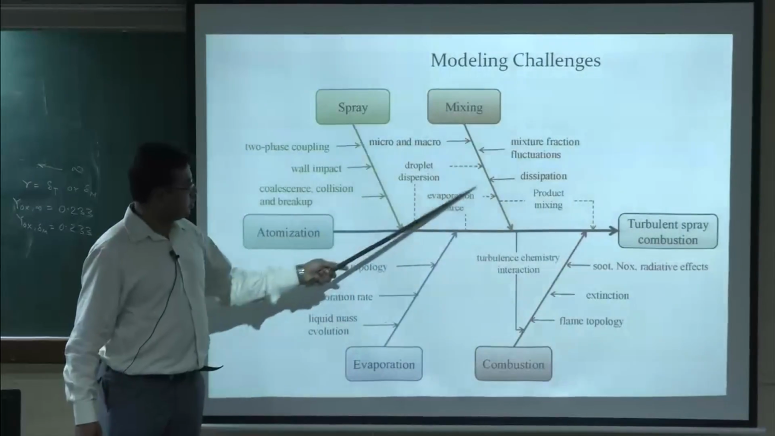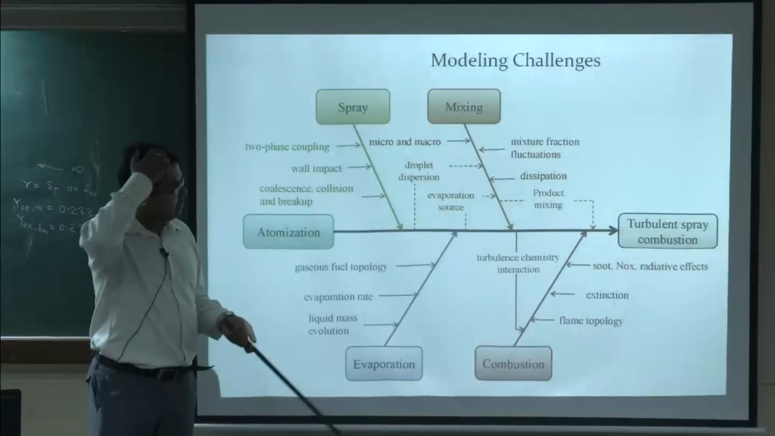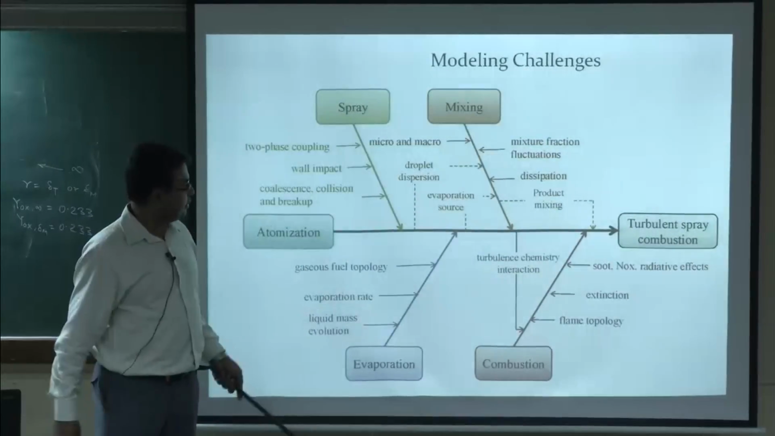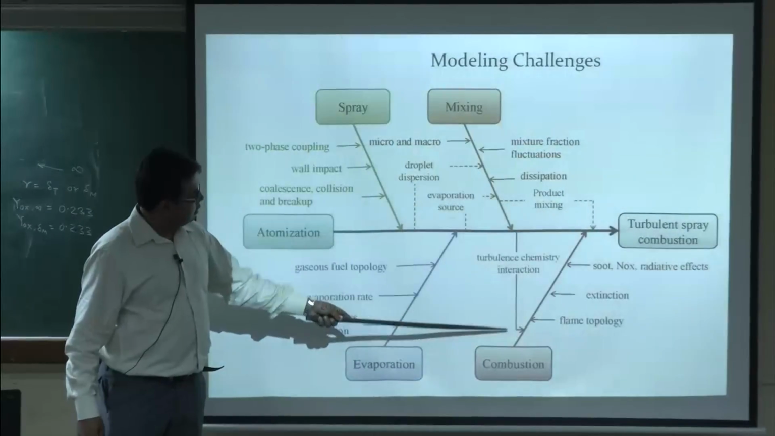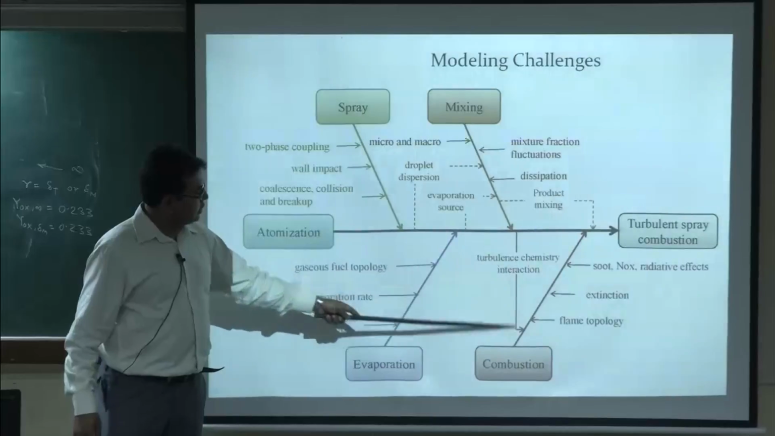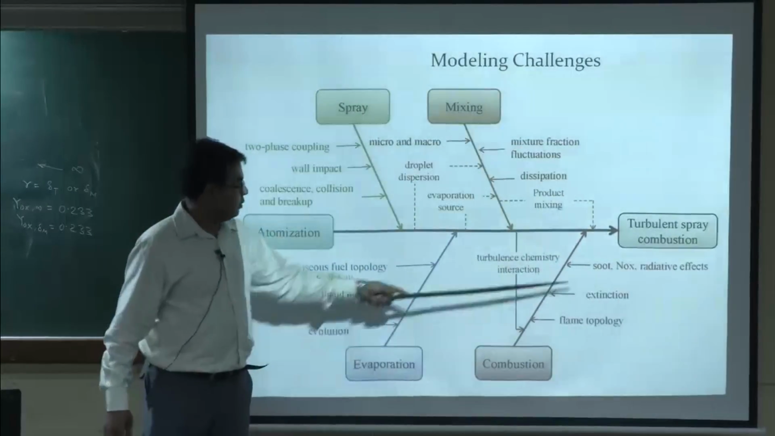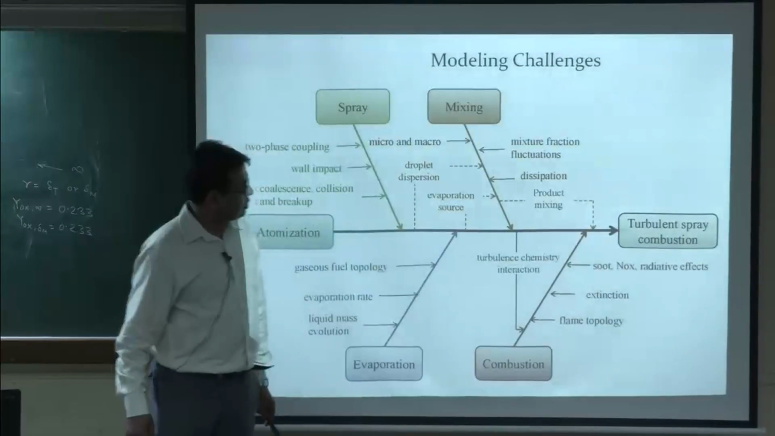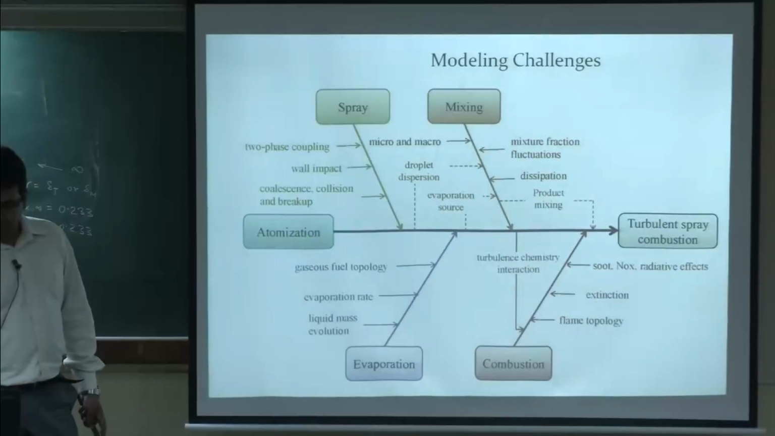Then evaporation source term. So, after evaporation there is a source term that we add in the continuous phase, that is the gaseous phase, and then we have the combustion. So, we have many interactions like turbulence chemistry interactions, and then the extinction of the flame, we have the soot, NOx and radiative effects. So, all these processes are very complex. Okay.